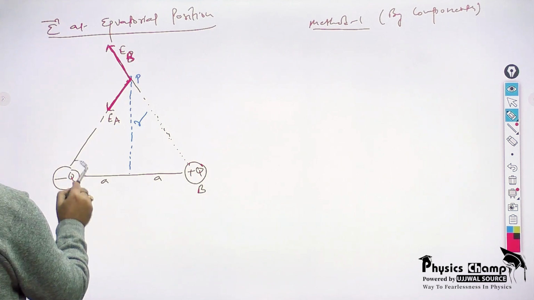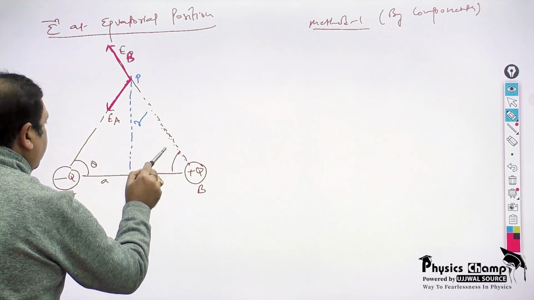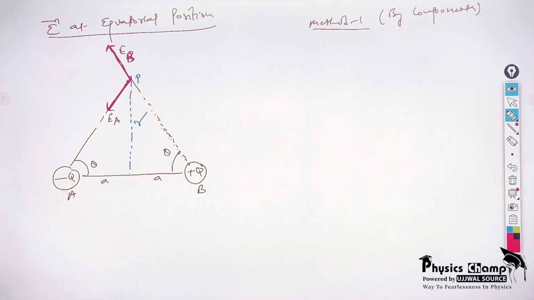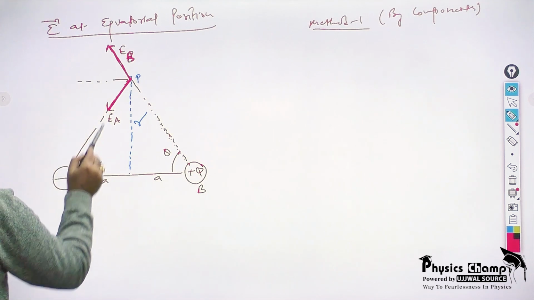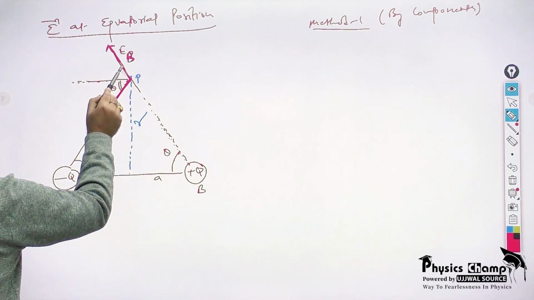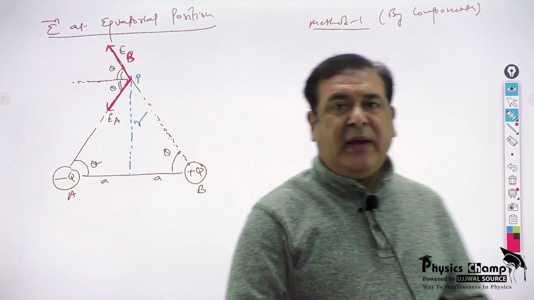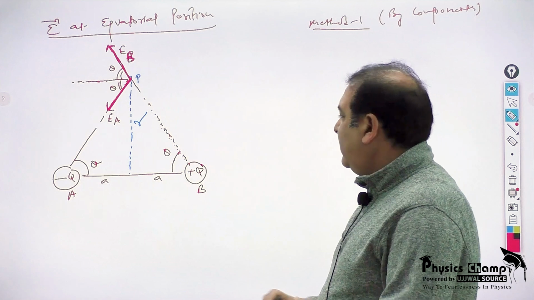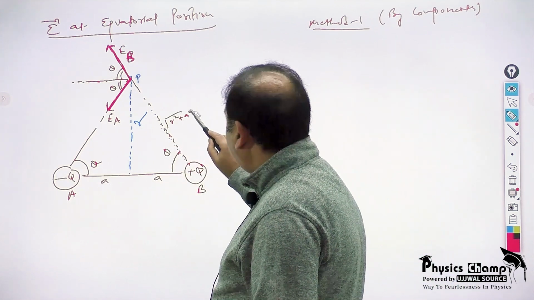Let this angle be theta, and this angle also be theta. If I take the alternate angle here, if this angle is theta, it also becomes theta. And if this is theta, then this is also theta. Corresponding angles. Now let's find the value of EA and EB. If this is a, this is r, this is how much? Root of r square plus a square.